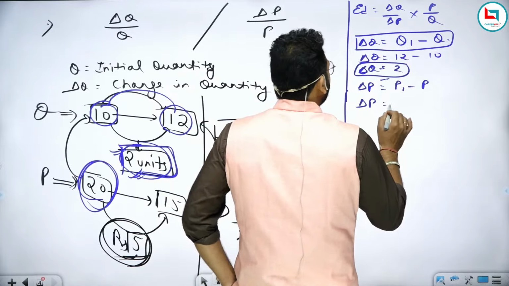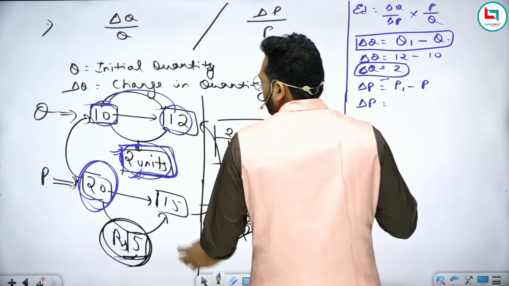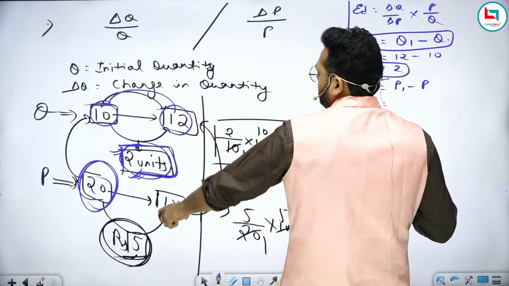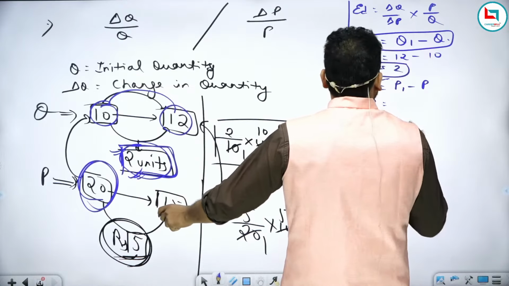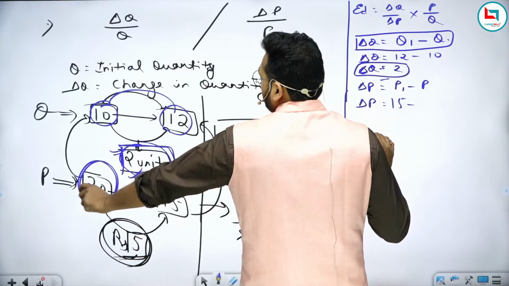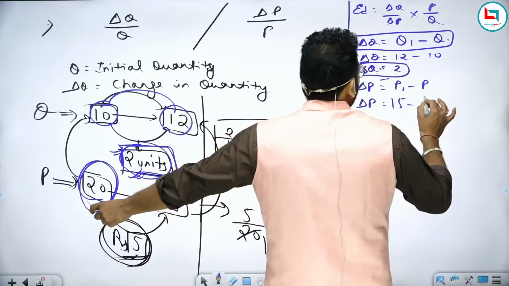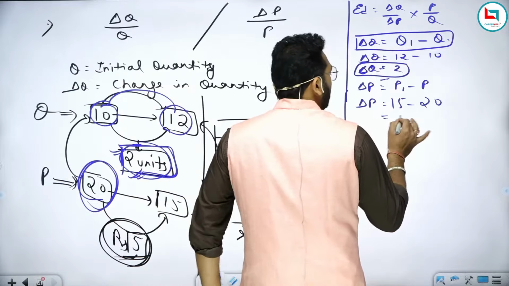What is the value of delta P? P1 means the new price. The new price is 15. What was the initial price? It was 20. So you will get minus 5.